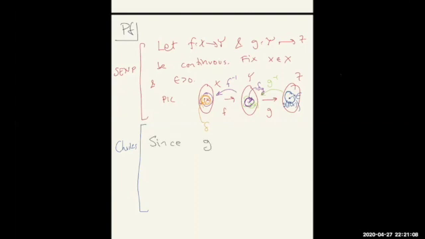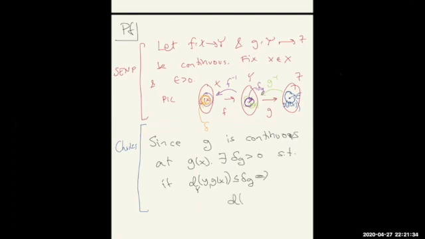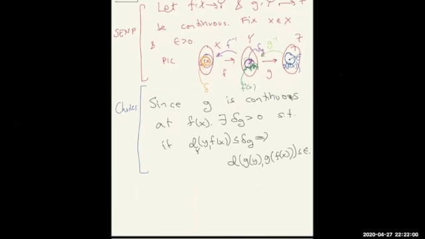So since g is continuous at f of x, there exists a delta g positive so that if the distance of y to f of x, and you could specify a subscript y if you wanted, is less than or equal to delta g, then the distance between g of y and g of f of x is less than epsilon. Okay, well, now we have to ensure that this holds.